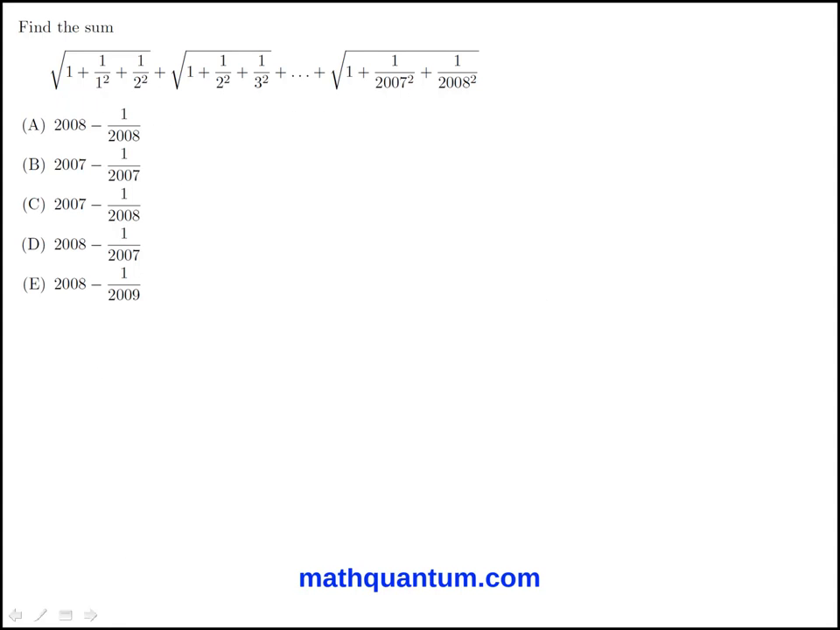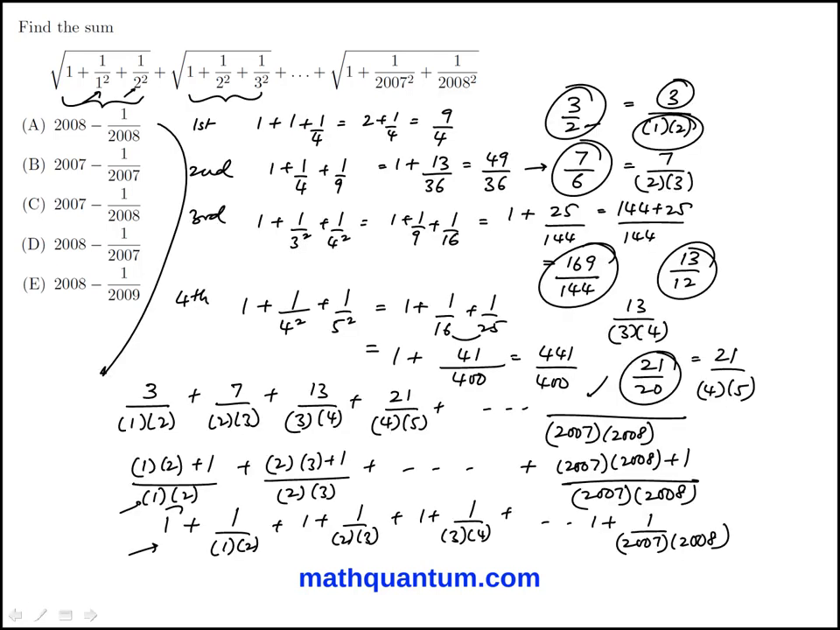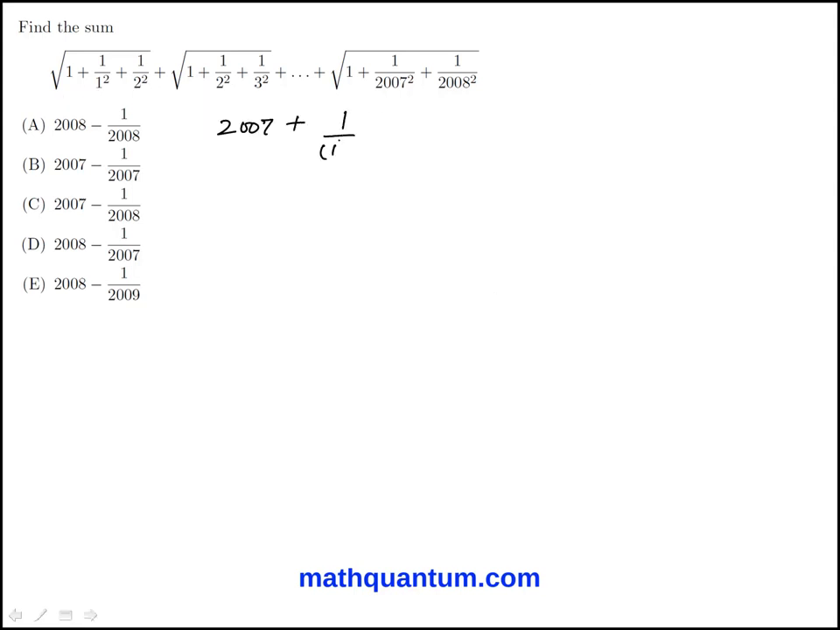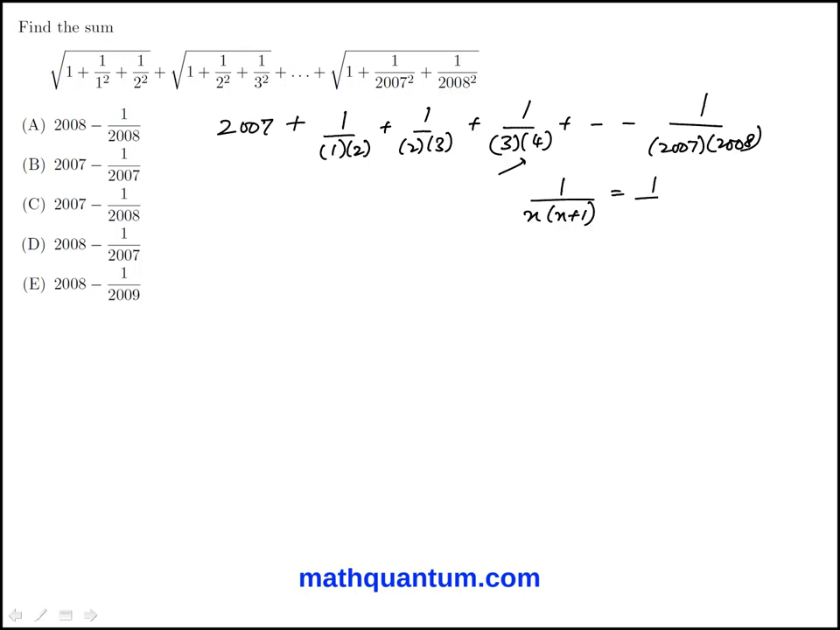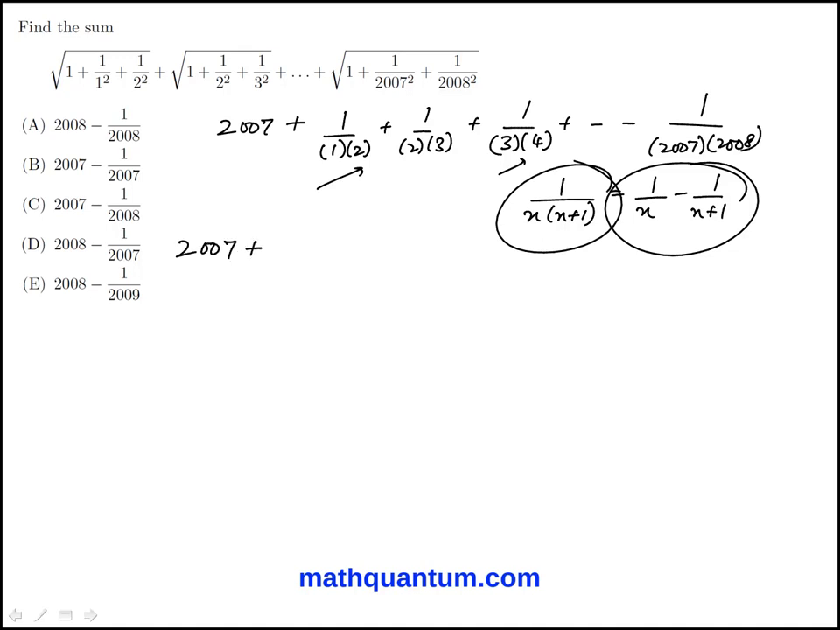So I have 2007 ones here, and then I have these terms, 1 over 1 times 2, 2 times 3, and 3 times 4, all the way to 2007 times 2008. Now I do know how to deal with these because it's really 1 over n times n plus 1, which is really 1 over n minus 1 over n plus 1. So this result I kind of know. I've seen this kind of series before. So that's another advantage of having done similar problems.